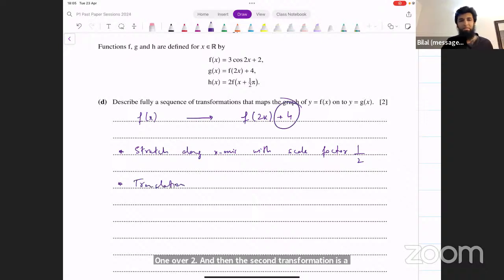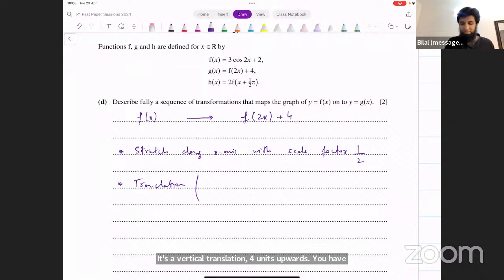It's a vertical translation, 4 units upwards. You have to write down a vector for this. The vector would look like this, (0, 4). That's the vector, okay? There's no movement on the horizontal axis. In the vertical axis, we are moving 4 units up. That's all that you have to do here. You can reverse this order as well, and it would not matter because one of these transformations is horizontal and the other is vertical. So it doesn't matter which one of the 2 you do first.